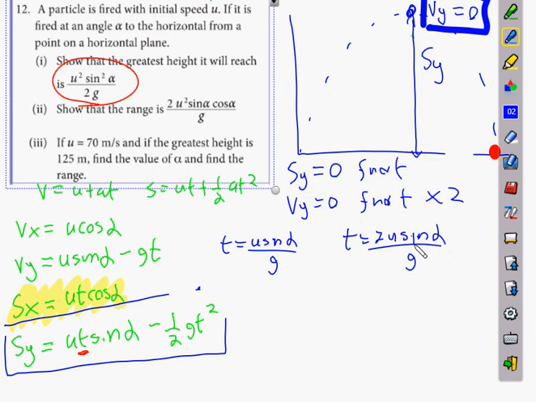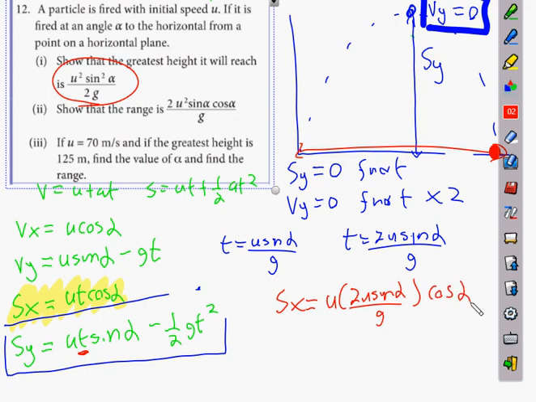Next thing we're going to do is plug that into the SX equation, because range is an SX equation. So what we get is SX equals U multiplied by T, which is 2U sine alpha all over G, multiplied by cos alpha. And what we get here is 2U squared sine alpha cos alpha all over G, which is what we're looking to show.